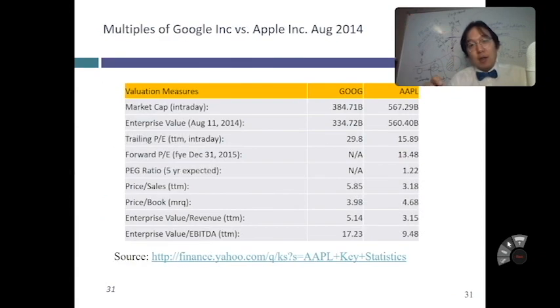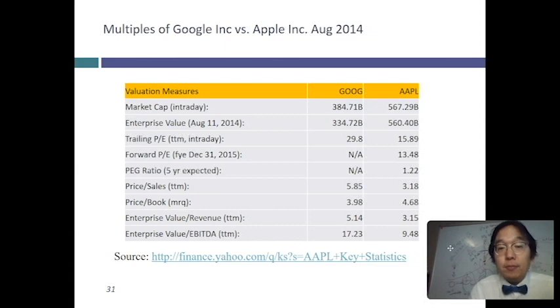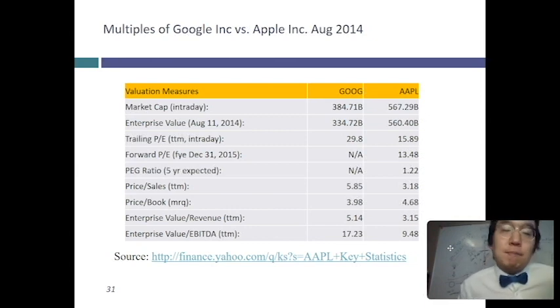Now, the multiples of Google versus Apple are shown over here, right? Valuation measures are listed in the first column. Google and Apple: you see GOOG, the Google stock symbol in the US stock market, and AAPL for Apple. Quite intuitive spellings. Now, the market cap of these companies, I'm not calling that a relative valuation measure. And enterprise value, we see it over there.